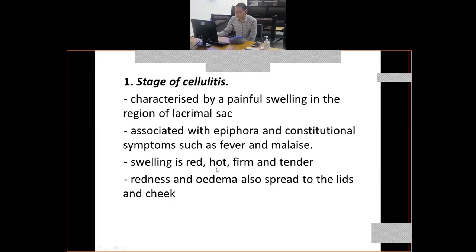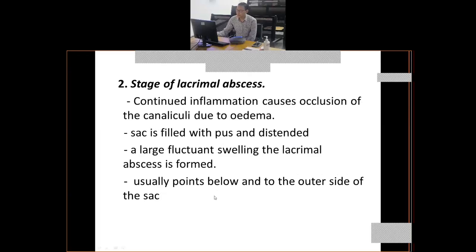Then swelling is red, hot, firm, and tender. Redness, edema also spread to the cheek and lid. Then second is the lacrimal abscess. It occurs due to continued inflammation. It causes occlusion of the canaliculi due to edema. So the sac is filled with pus, becomes distended, and abscess is formed. It usually points below and to the outer side of the lacrimal sac.